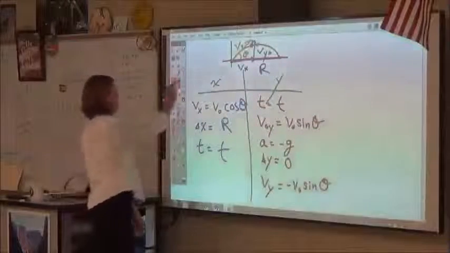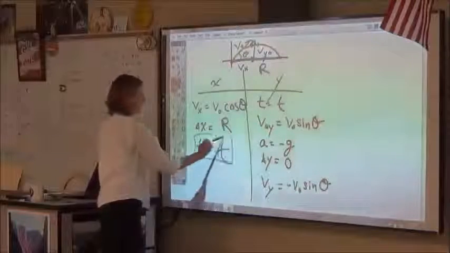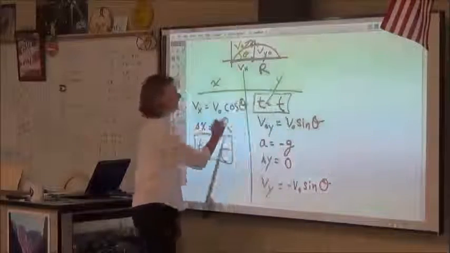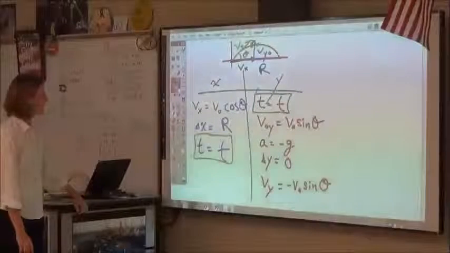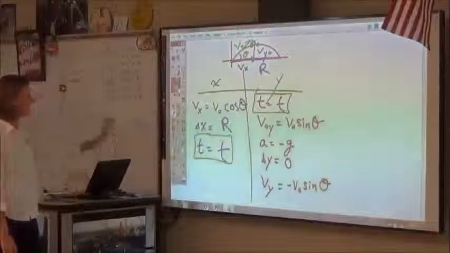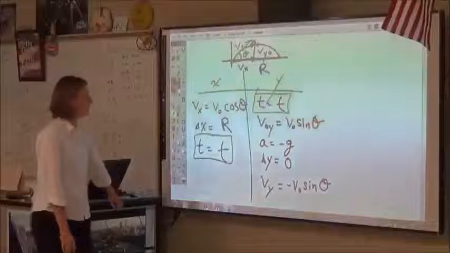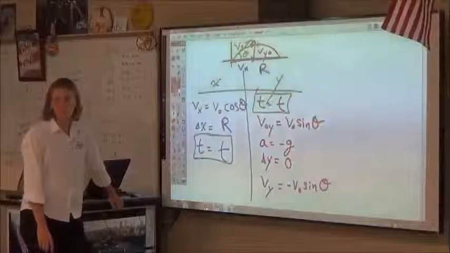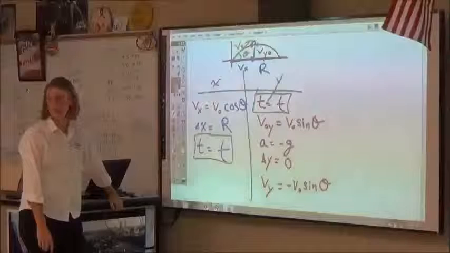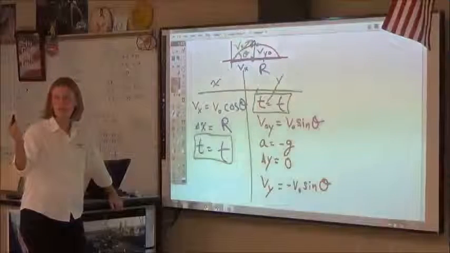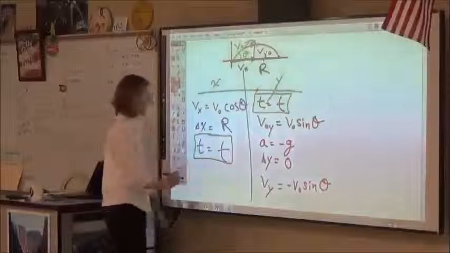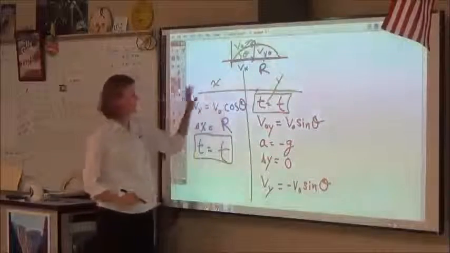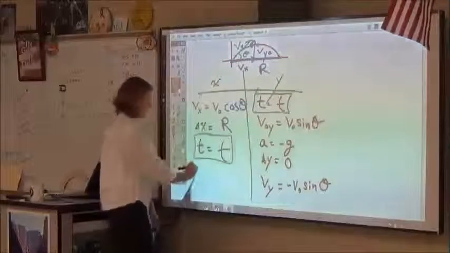Okay, so our goal is to relate these two through time. So I need two equations for each side that pertain to time. And what did I always tell you we're supposed to use in the x direction? That was an important one. Good. Velocity is displacement over time. That's it. There's no acceleration, so there's no need to use the kinematics over here.